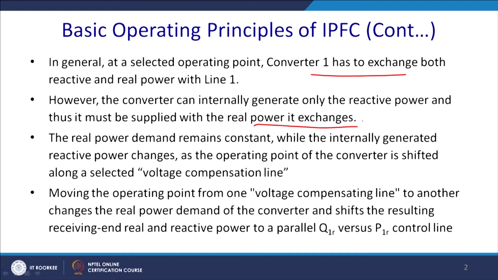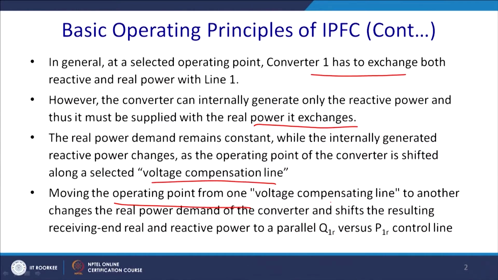So, we can move to a point of different Q, and while the real power demand changes, the constant operating point of the converter is shifted along the selected voltage compensated line, which we have seen earlier. These are all dotted chords. The dotted chord changes from the diameter to the upper half, the lower half. Since the length of the chord decreases, the amount of compensation increases when you have a low degree of real power compensation. As you go up, the reactive power flow will also be reduced because the size of the chord will be reduced.